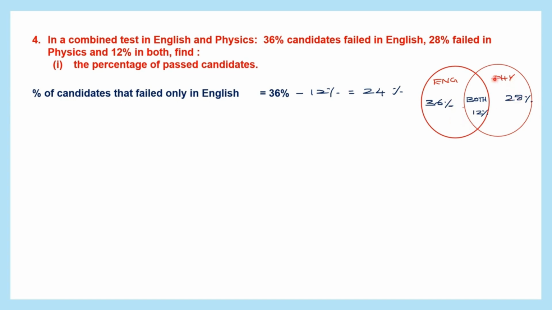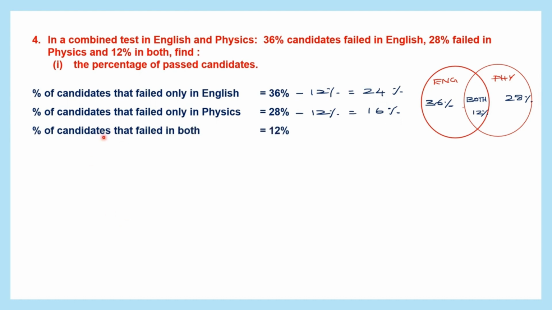Similarly, we have to find here what is the percent of those who failed only in physics. That is this portion not including this. Okay, so percentage of candidates that failed only in physics will again be 28% minus 12%, and that is 16%. So now we know the number of students who failed only in English, only in physics. Now we already know the number of candidates that failed in both, which is 12%.